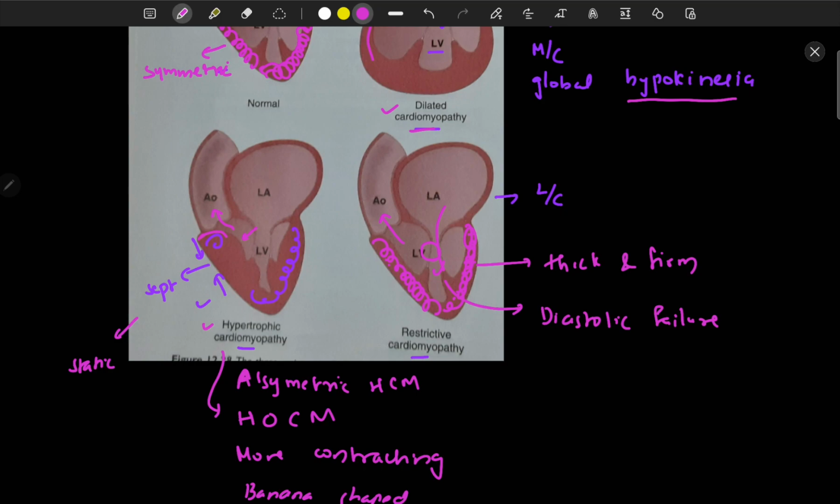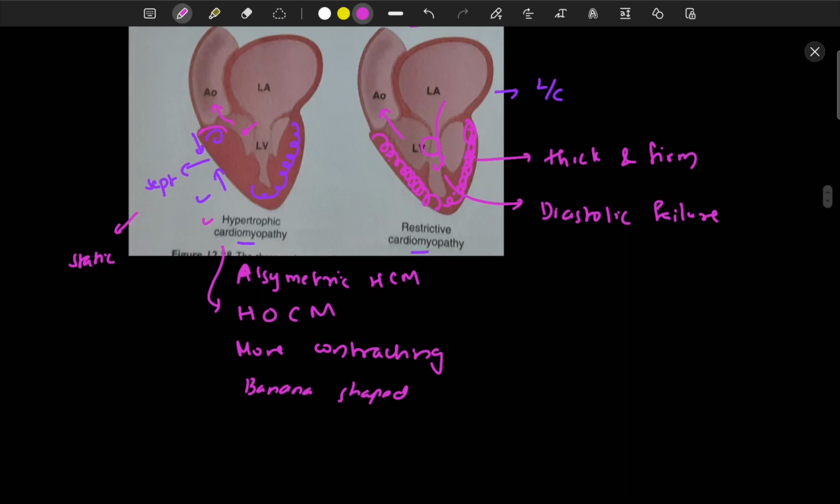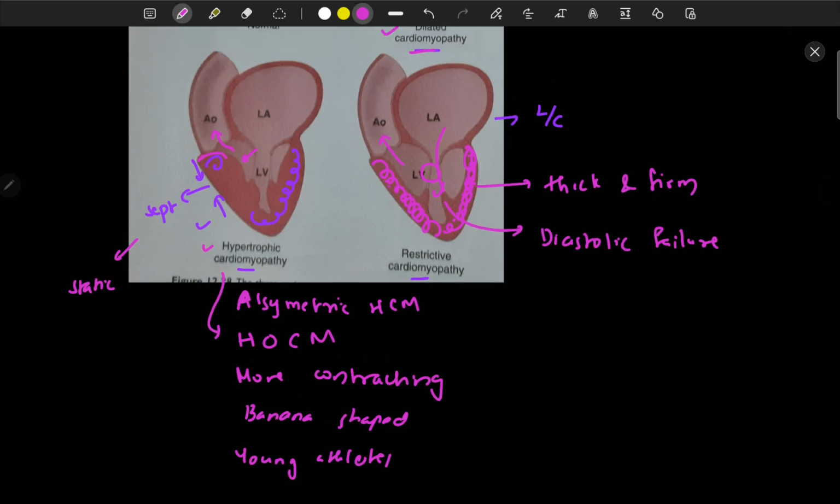This hypertrophic cardiomyopathy is one of the most common causes of sudden death in young athletes. Due to vigorous activity, there is sudden unexplained death, and during autopsy they will find hypertrophic cardiomyopathy in the heart. This is how they find it.